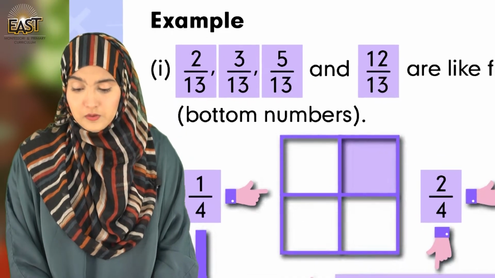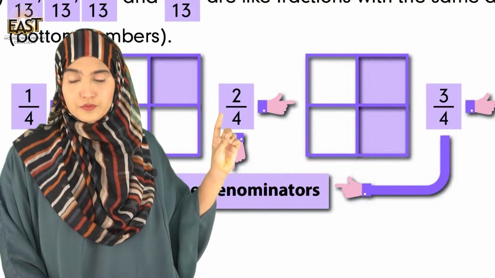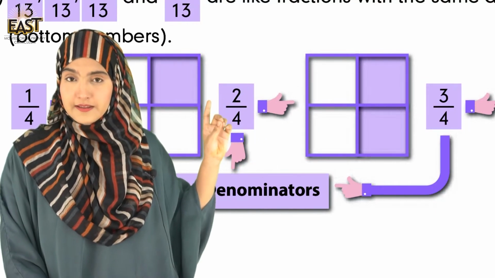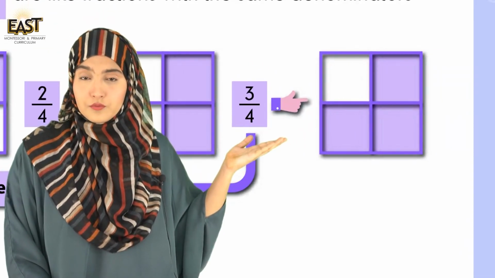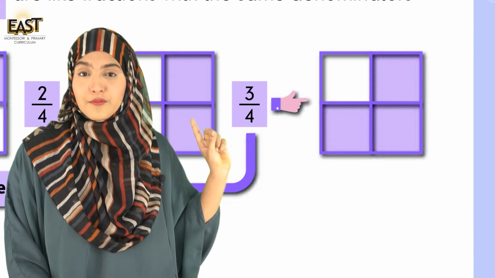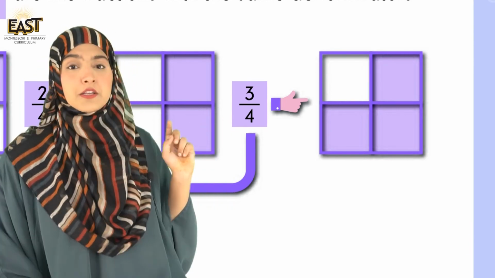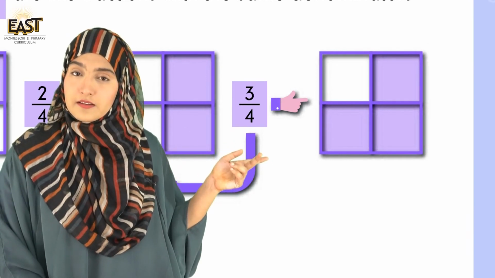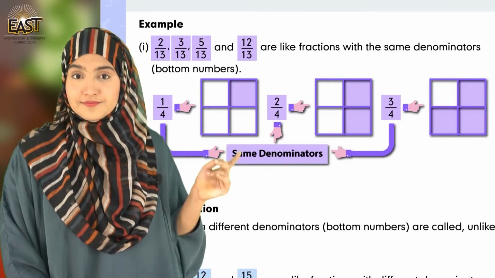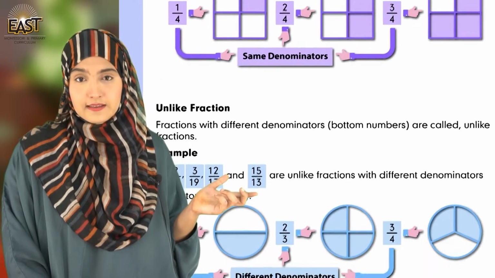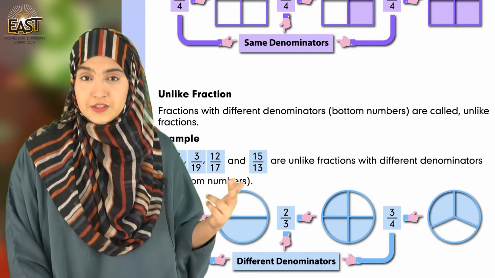Now you can see here 1 upon 4, 2 upon 4. There are 4 boxes, 2 are colored, that's why 2 is written as the numerator. 3 upon 4: total boxes are 4 and out of 4, 3 are colored, that's why 3 is mentioned as the numerator. Okay, so these are fractions with the same denominator. Now let's look at examples of unlike fractions having different denominators.